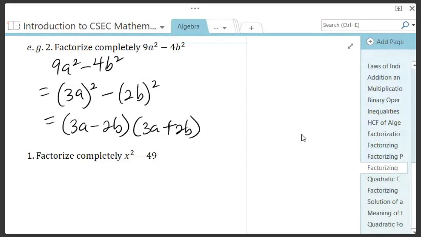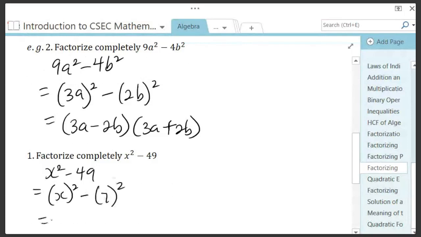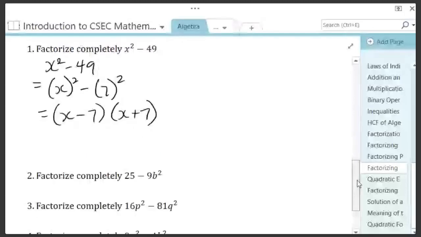Okay, so this is x squared minus 49. The square root of x squared here is x, and we are squaring. The square root of 49 is 7, squaring here. So this could be expressed as we take the terms inside of the brackets here and write the conjugates. So x minus 7, x plus 7. How many of you all got that? For those of you who finished, work on number 2.